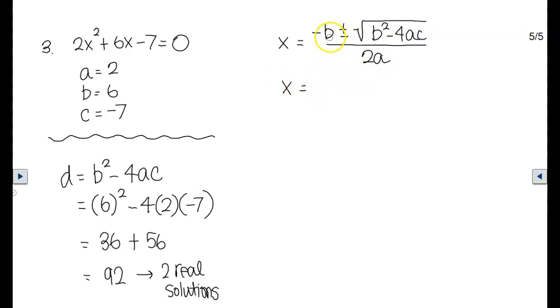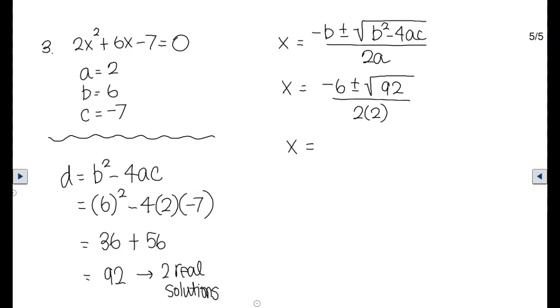All right, so starting out with the opposite of b, the opposite of 6 would be negative 6, plus or minus the square root of b squared minus 4ac. We've already figured out that that's 92. And then all of that goes over 2 times a, which will be 2 times 2 this time. So x is negative 6 plus or minus the square root of 92 over 2 times 2.